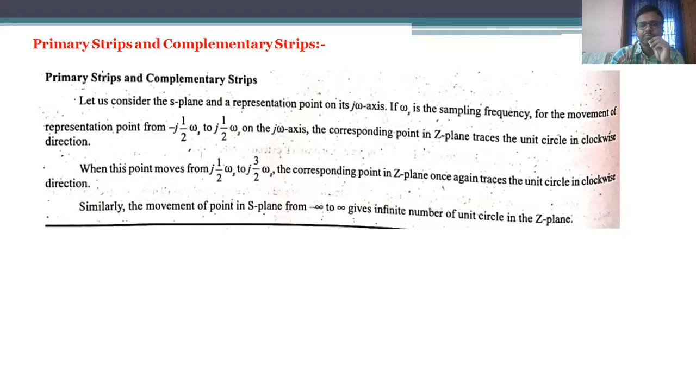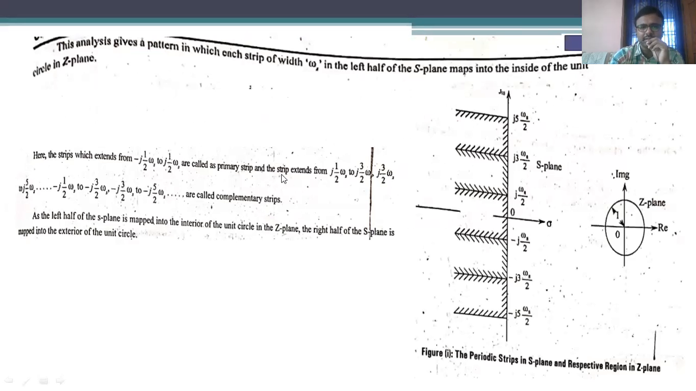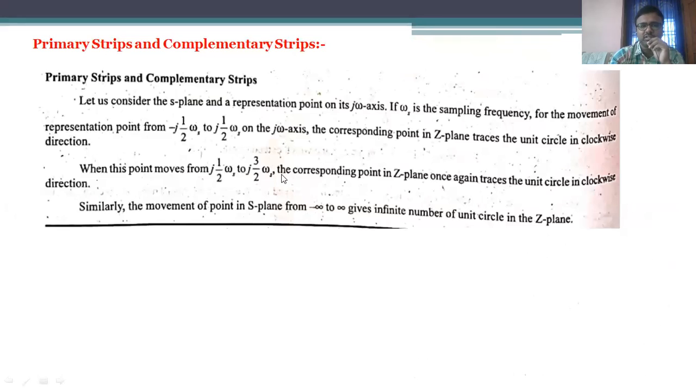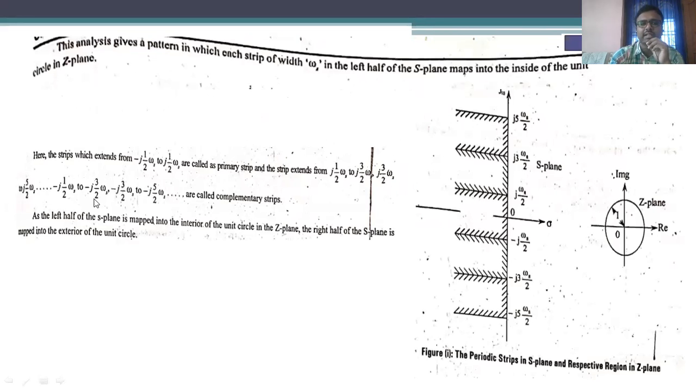Okay, so the portion between jω/2 to minus jω/2 is called the primary strip. And similarly, the portions from ω/2 to 3ω/2 and so on are called the complementary strips.